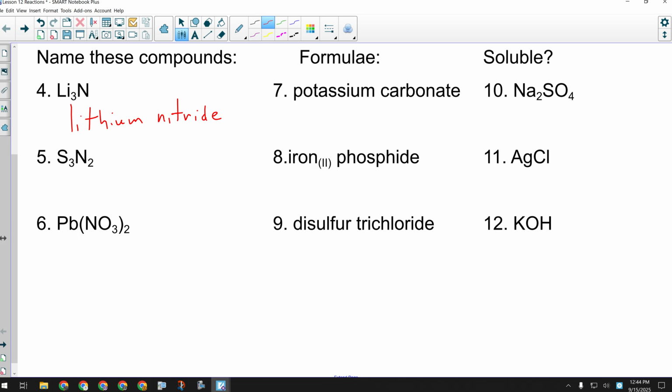Molecular, okay, and what would we call it? Right, trisulfur dinitride. Okay, and the last one, what would we call that? Okay, it is ionic. What would the name be? Lead(II) nitrate. We would definitely need Roman numerals there because lead can be a 2 or a 4.